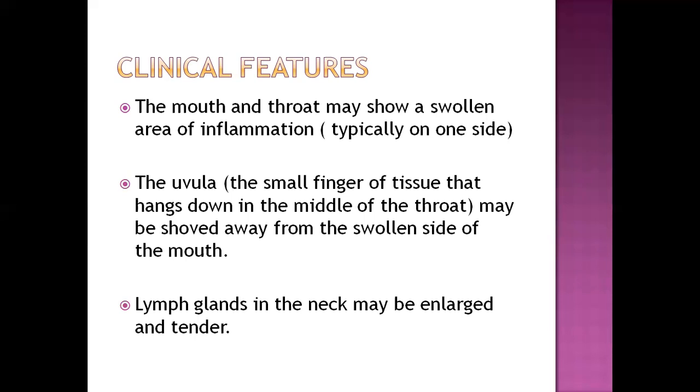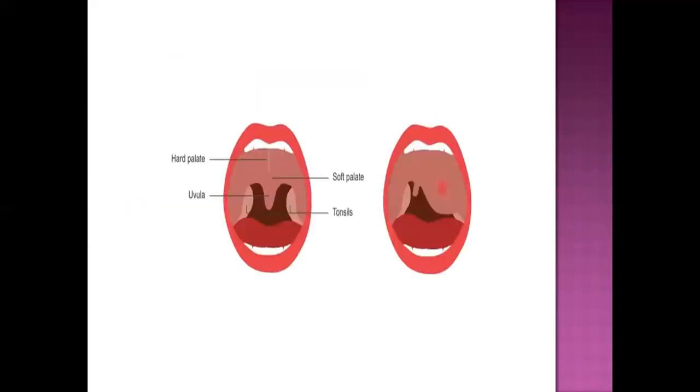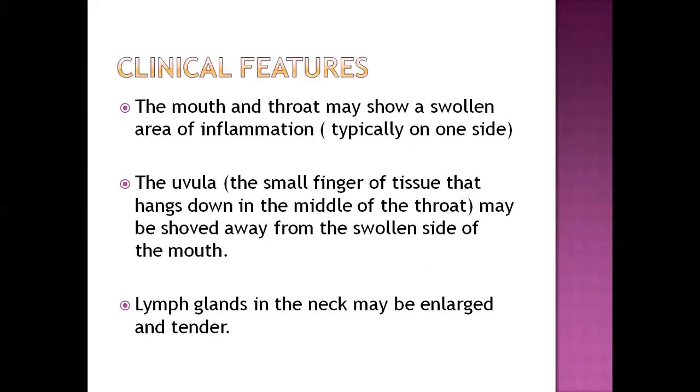The uvula may be shoved away because one side of the mouth is swollen. Uvula can be shoved away, same as in this diagram. Because of this inflammation, uvula has been shoved away from its normal anatomical position. Also, lymph glands in the neck may be enlarged and tender.